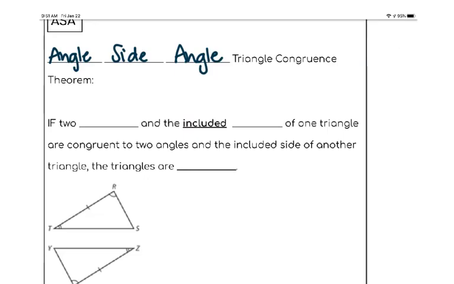The angle, side, angle triangle congruence theorem says that if two angles and the included side, what it means by included is that it's inside, it's in between the two angles that we're talking about, of one triangle are congruent to two angles and the included side of another triangle, then the triangles are going to be congruent.